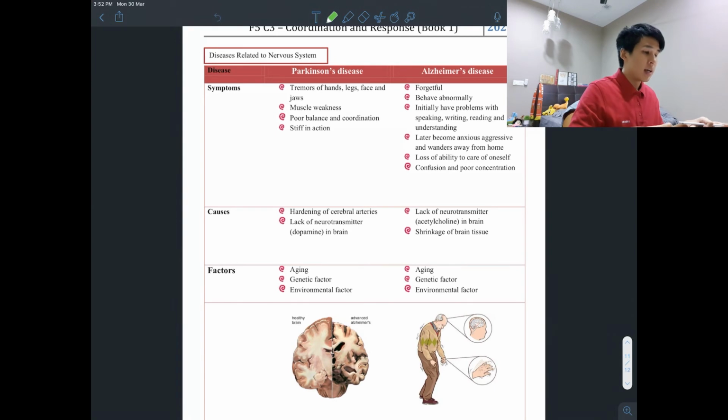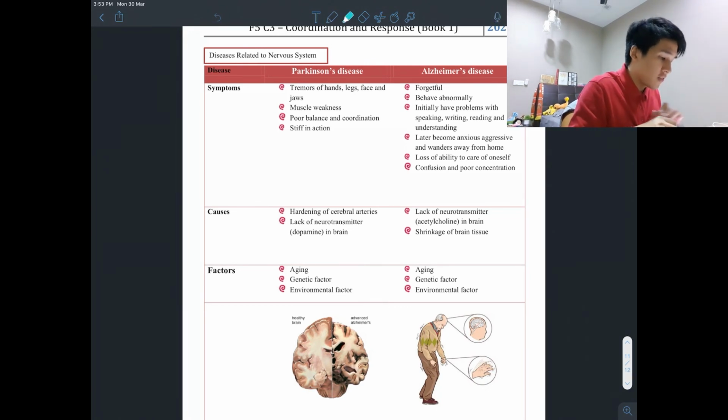So nervous system also will have certain disease, whereby usually old people will have them. So the first one is called Parkinson disease, whereby in old people, sometimes you see them, right? They always face a very common problem whereby they'll be slightly weaker, their muscles, their hands, no strength, they cannot walk properly, cannot stand properly, and so on. So that's actually sign of Parkinson disease.